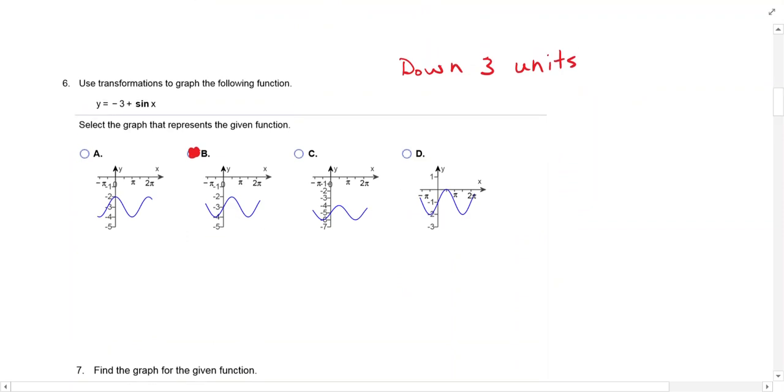Use transformations to graph this one. Y equals -3 plus sine x. So when you're adding or subtracting a number, you're either going down if it's negative, up if it's positive. So you graph the sine x, which goes through 0, 0, except you go down and you're going through -3. So it is this guy. Okay? It's like you had the regular sine and you picked it up and popped it down.